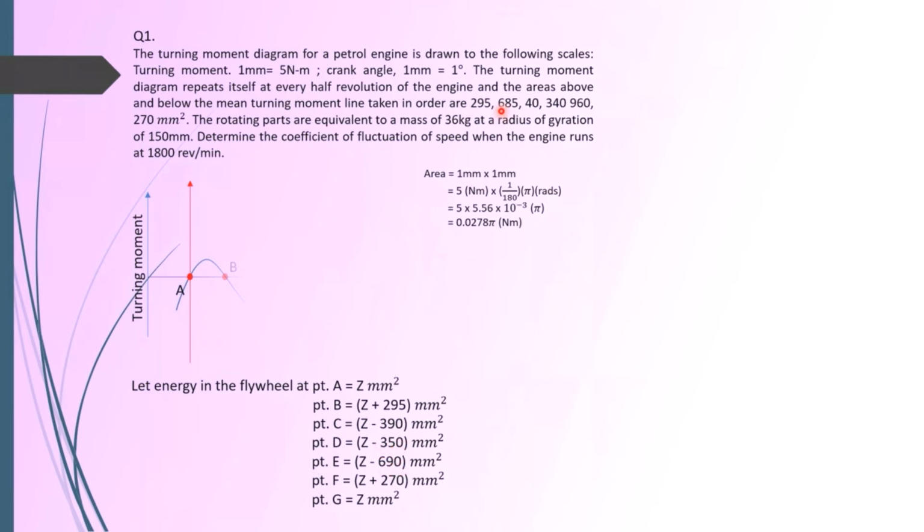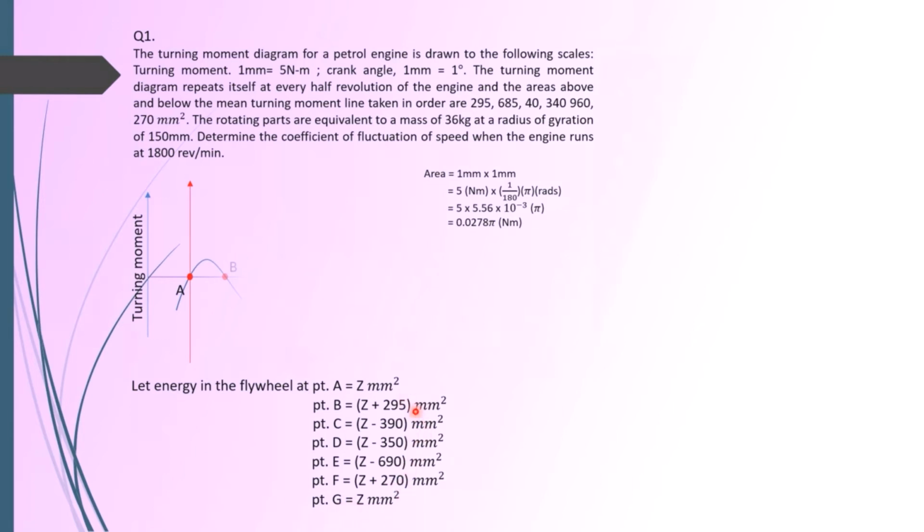Then at point E, you just go ahead with the calculation: plus 295 minus 685 plus 40 and minus 340. So you got negative 690. Then you have plus 295 minus 685 plus 40 minus 340 and plus 960. You should have Z plus 270. And then minus the last one, which is 270, you will get at point G, that means the last point shown in the diagram, so you have Z left over in mm squared.